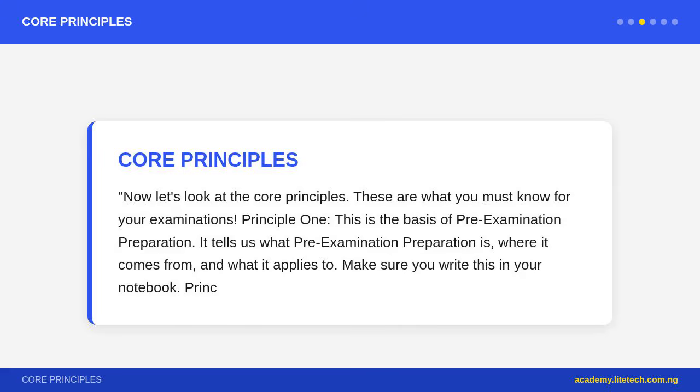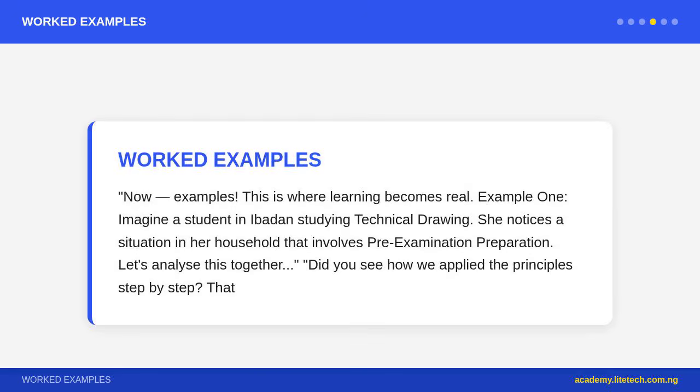Now, examples. This is where learning becomes real. Example 1. Imagine a student in Ibadan studying technical drawing. She notices a situation in her household that involves pre-examination preparation. Let's analyze this together. Did you see how we applied the principles step by step? That is exactly what WAEC examiners expect from you.